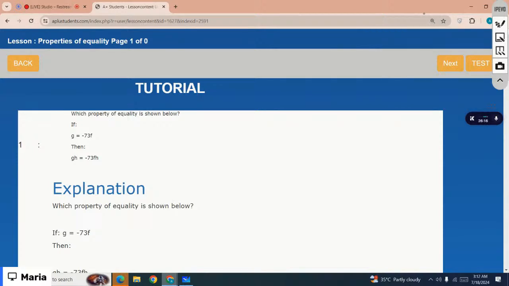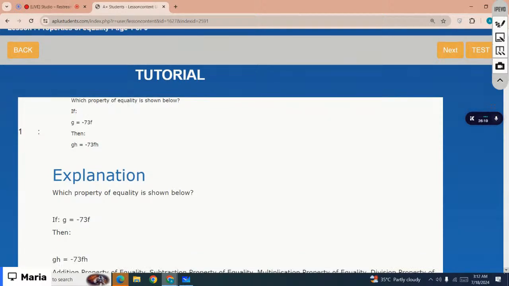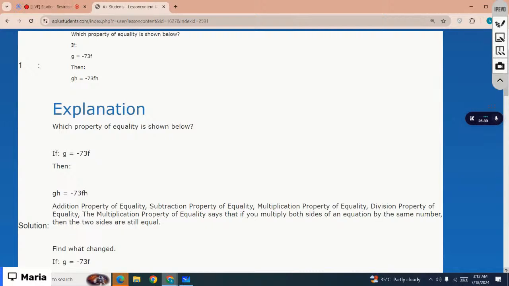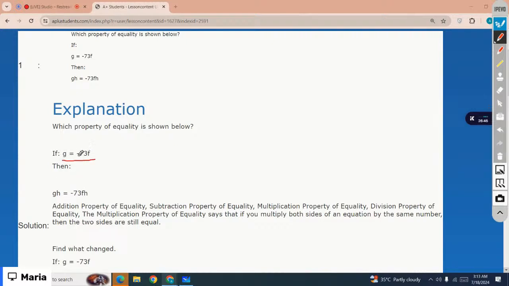Which property of equality is shown below? Okay, you are given if G equals negative 73F, then GH equals negative 73F times H. You have to see which property it is, right? So you are given G equals negative 73F, and you multiplied H on both sides. Here you have GH and here you have negative 73FH.